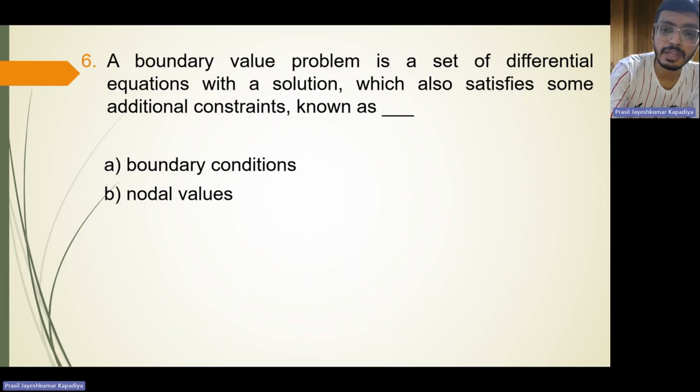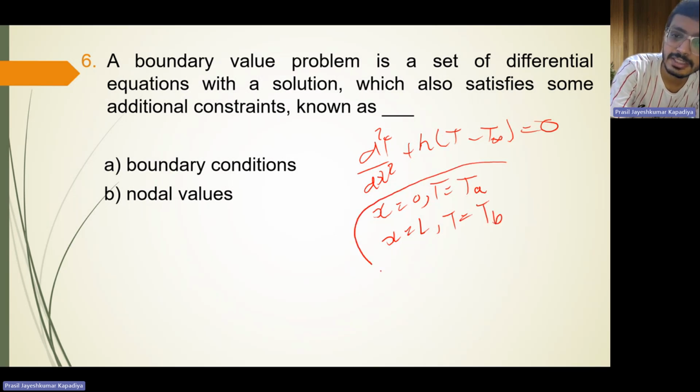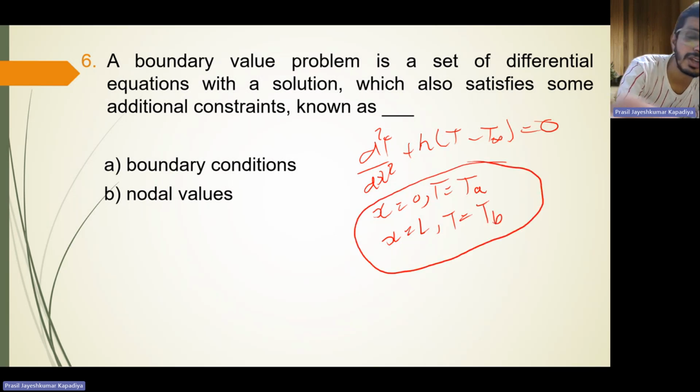So let's say I have this equation: d²T/dx² + h(T − T∞) = 0. For this kind of problem, at x = 0, let's say T = TA, and at x = L, T = TB. So what are these called? Constraints. These constraints are called boundary conditions.